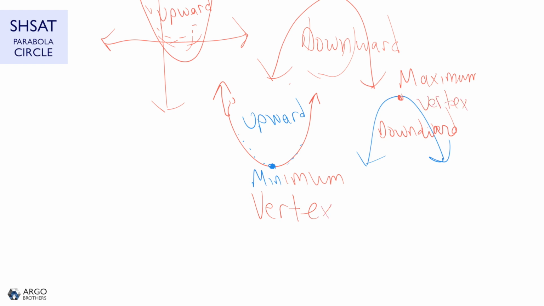And we're going to use a formula to find that point. The vertex is a point. It's going to be x comma y, and we need to find that.